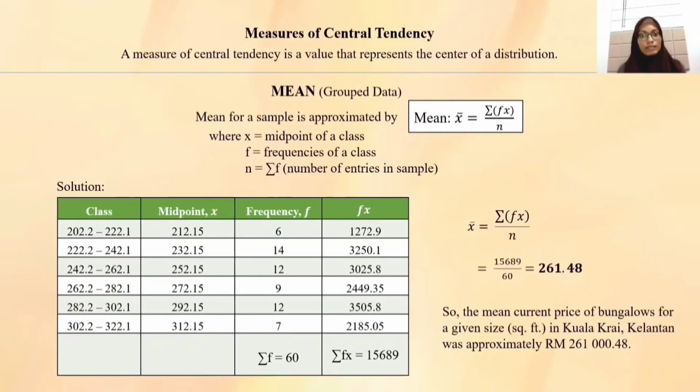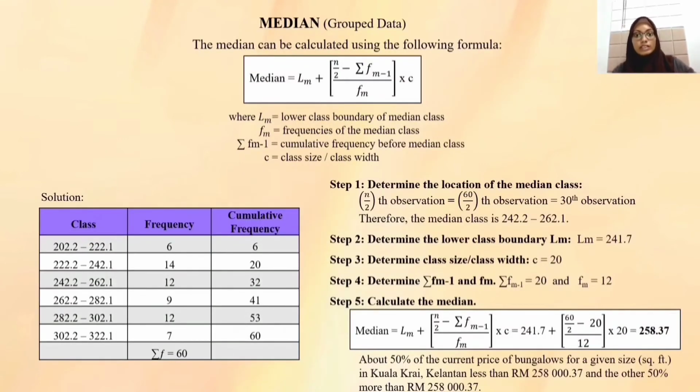I will explain and find the value of the measure of central tendency. The mean is a value that represents the center of a distribution. That was the formula, and here is the solution. Fx is the midpoint multiplied by frequency. For example, 212.15 multiplied by 6, so we get 1272.9. We need to put the total of Fx in the formula and divide it by n. n is 60, and Fx is 15689 divided by 60, so the answer is 261.48. So the mean current price of bungalows for a given size in square feet in Kuala Krai, Kelantan was approximately 261,000.48.